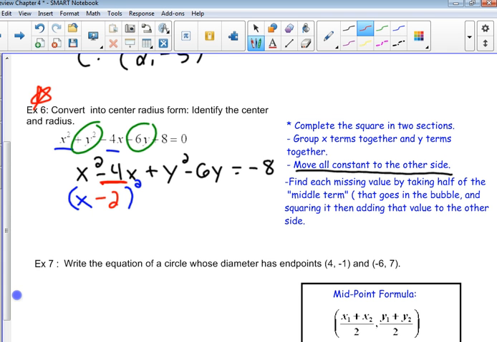-2, good. Now we can't just do something with this, we have to do something to the other side. What did you guys have to do with that -2? Square it and add it over. Good. So -2 squared is 4, and add that 4 over. Why don't you guys see if you can come up with the second bubble? Do the same thing.